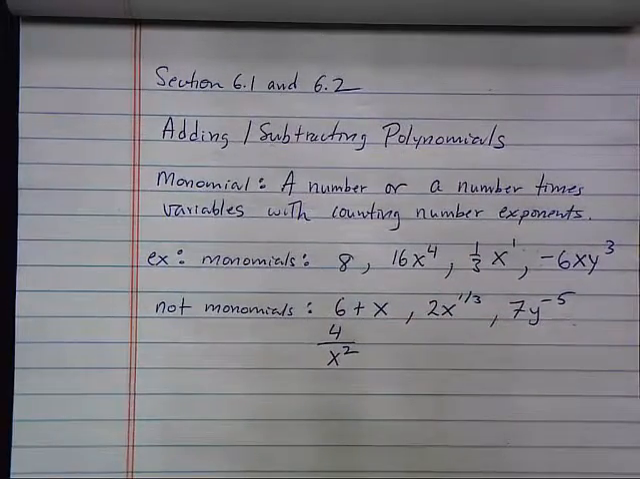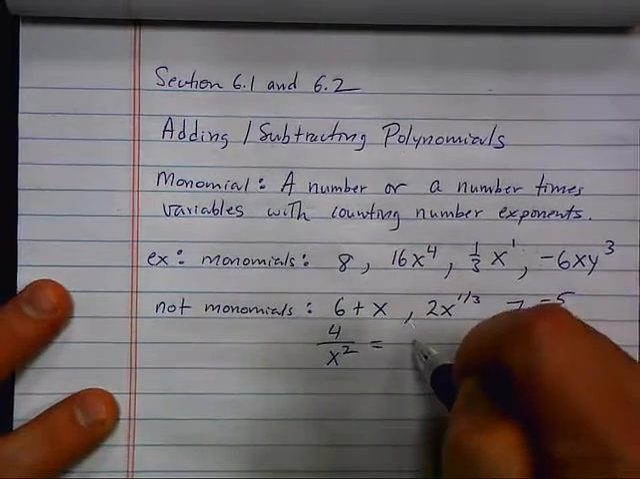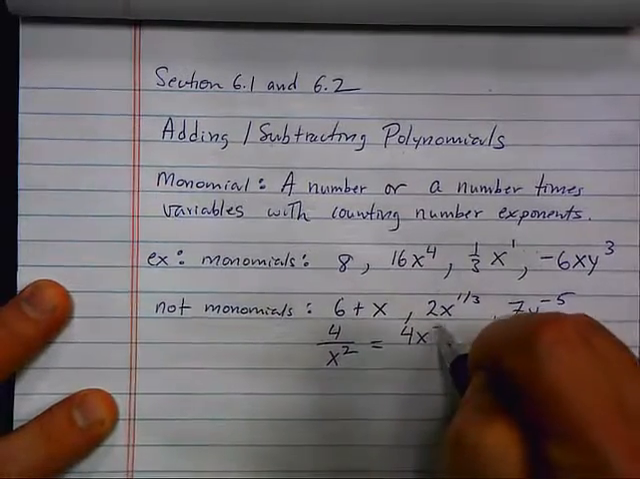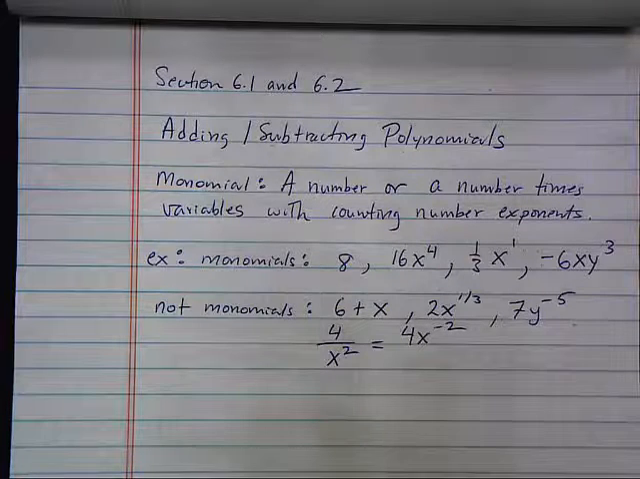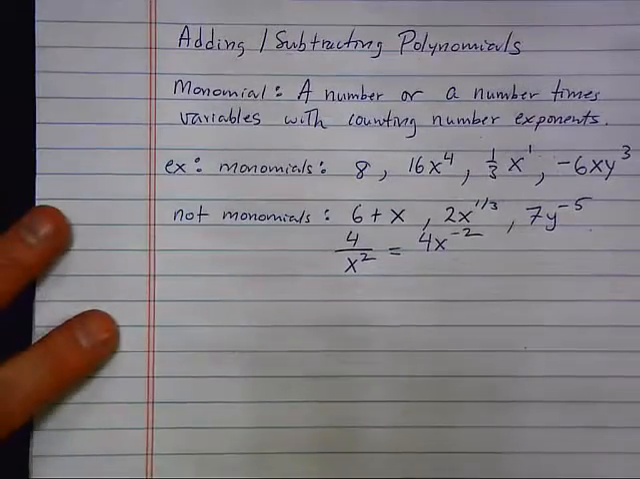4 over x squared would not be a monomial. What's wrong with 4 over x squared? I'm dividing, I'm not multiplying. The rule said I had to multiply. Or the other answer would be, I could rewrite this. That's the same as 4x to the negative 2. Because when things are on bottom, they had negative exponents. So that would not be a monomial for 2 reasons. You could either say you're dividing, not multiplying, that's no good. Or you could say you really have a negative exponent. Alright, so those are monomials.